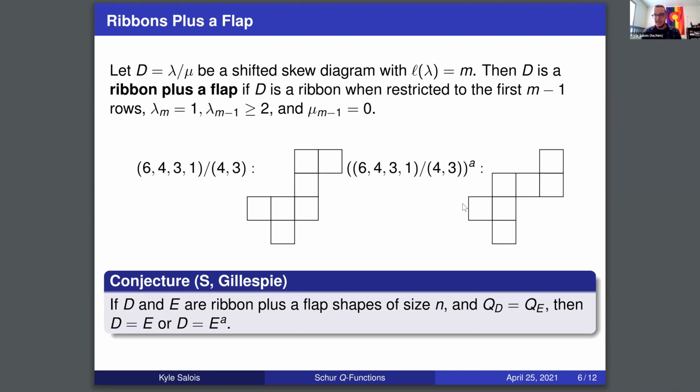So unlike the case where we're just in ribbons, and we can get a bunch of different ribbons that have equal Schur-Q functions, our belief is that even if you just have a very simple ribbon plus a flap, like the next step in complicatedness, you can't get equality in any non-trivial way, which is interesting.